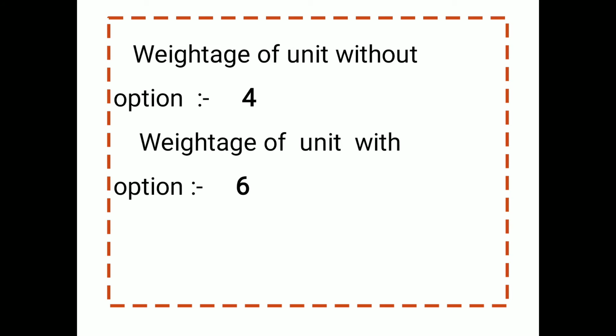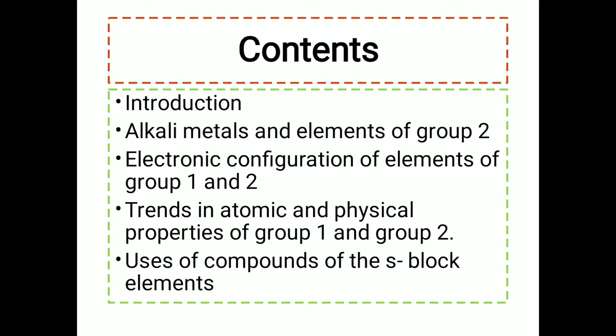Now, the weightage of this chapter without option is 4 marks and with option it is 6 marks. In this chapter we will study the introduction of the group 1 and group 2 elements, that is alkali metals and alkaline earth metals, the electronic configuration of the elements of group 1 and group 2, and then their trends in the atomic and physical properties, in which we have to study various properties like metallic property, ionic radius, atomic radius, ionization enthalpy, electronegativity, etc. And last is the uses of compounds of the s-block elements.